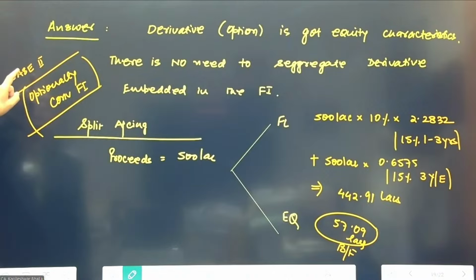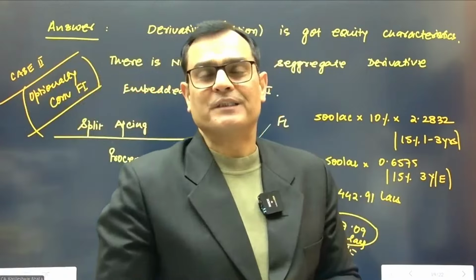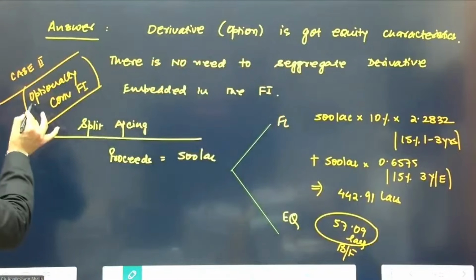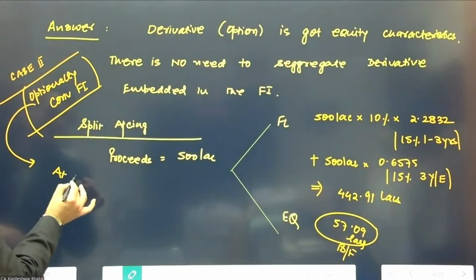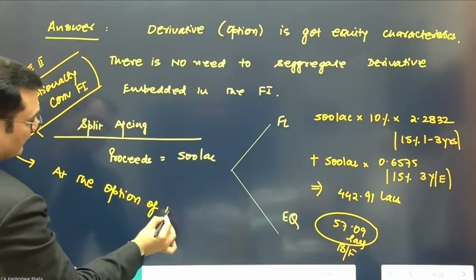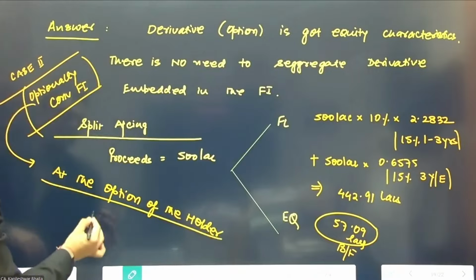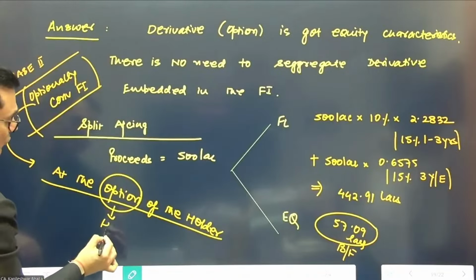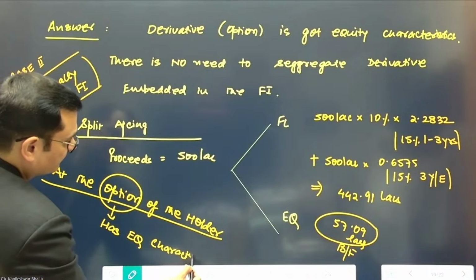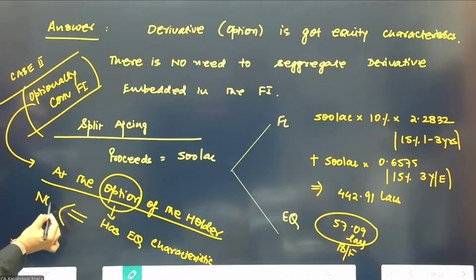We did case 1, which was perpetual debt. And this is case number 2, which is an optionally convertible instrument. So we've seen 2 kinds. And this is at the option of the holder. In this particular case, we said that the option has equity characteristics, and since it has equity characteristics, it is not segregated as well.